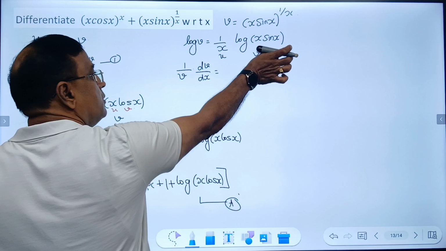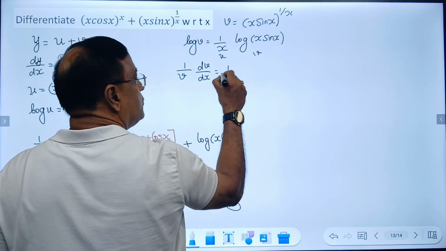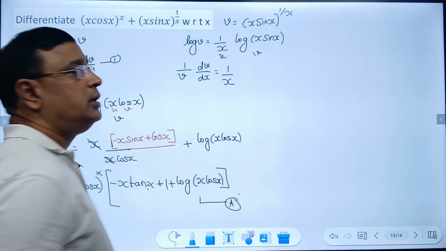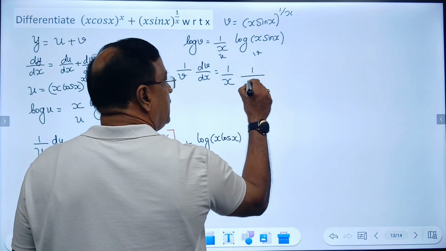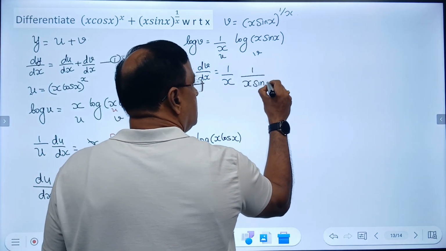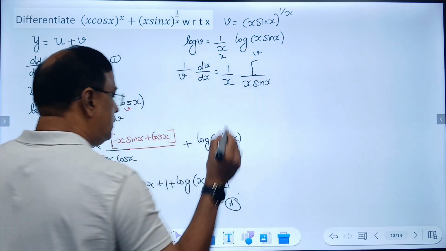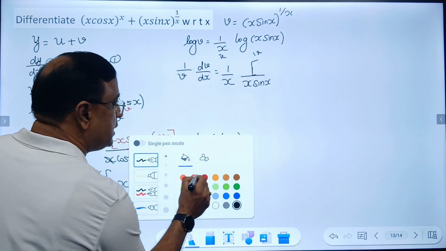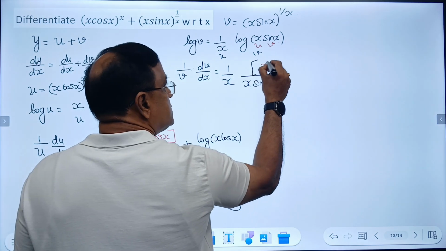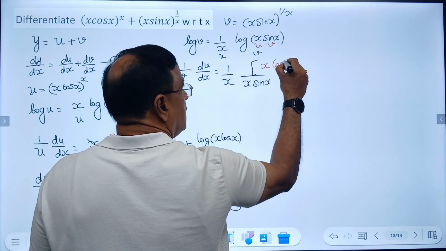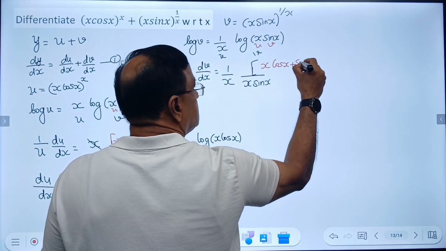How do I do that? u into, now differentiation of log x sin x, which is 1 by x sin x into, I want to differentiate x sin x. How do I differentiate x sin x? Again you have to use product rule. What is that? X into cos x plus sin x, correct?